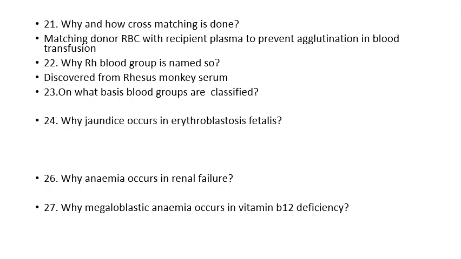On what basis are the blood groups classified? Blood groups are classified based on the blood group antigen present on the RBC. If A antigen is present, it is A group. If B antigen is present, it is B group. If there is no antigen, it is called O group. If both antigens are present, it is called AB group.